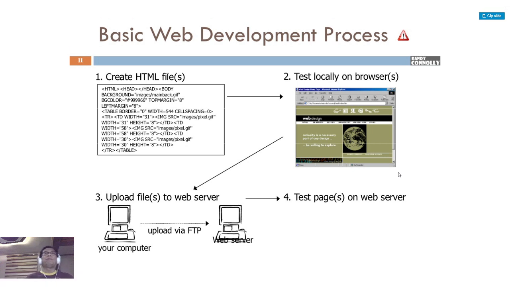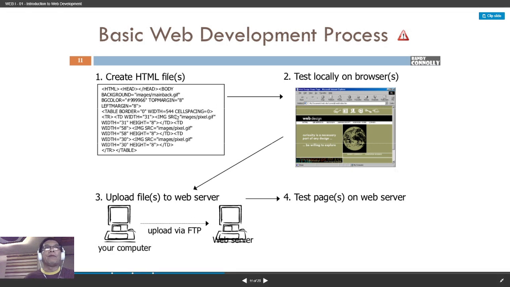The basic web development process. The first thing you have to do is to create HTML files. You can create these using any text editor like Notepad or Notepad++. In our case, we'll be using more of Notepad++. After you have created your HTML file and typed it in a text editor, you can test it locally on your laptop or desktop to see if your web page is working properly.